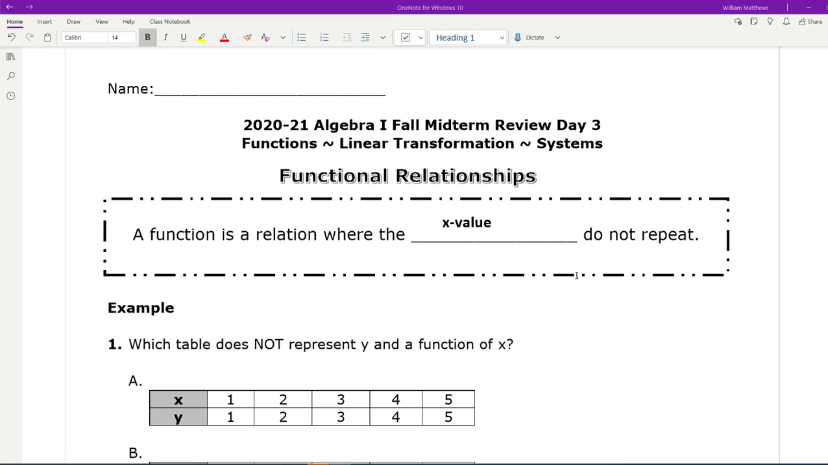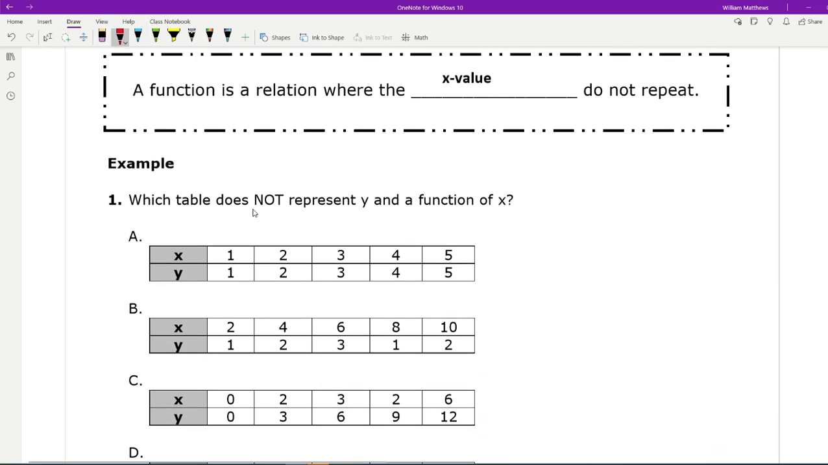The first thing that we're going to cover is functional relationships. With that, a function is a relation where the x values do not repeat. So in this case, using example 1, which table does not represent y as a function of x? Well, since we are looking for not, we're looking for the one where x does repeat. For a table, we can simply look through our values of x and see if any one of them repeat.